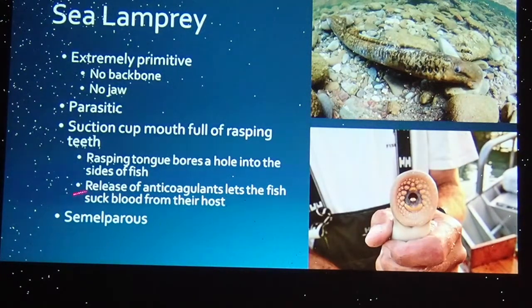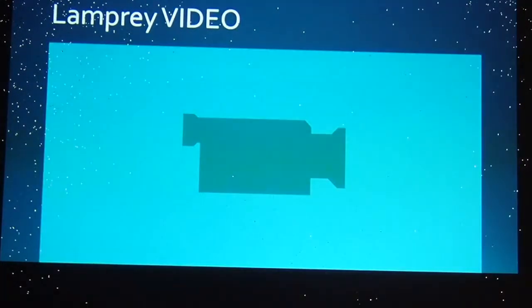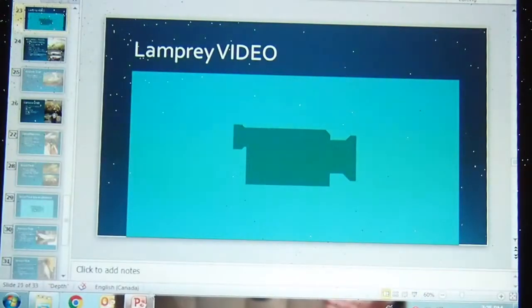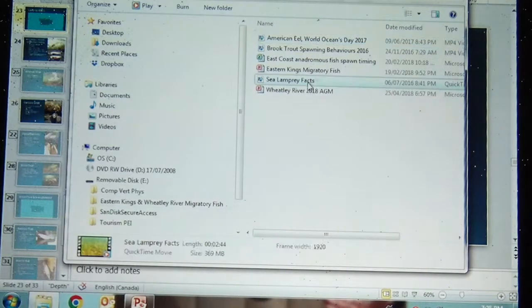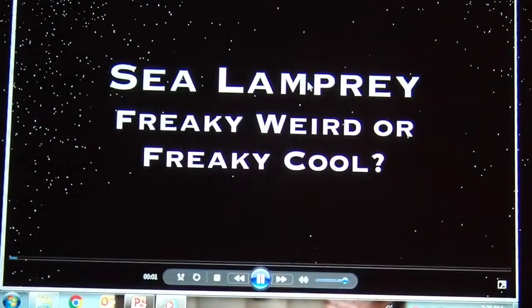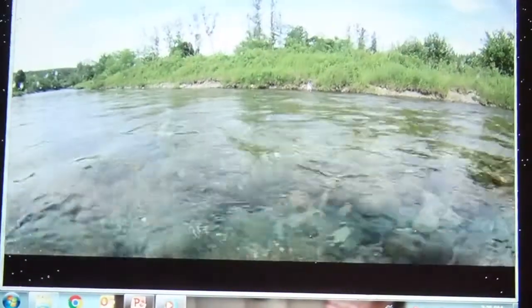And they're, again, one of several semelparous species that we have in this region, meaning when they come back into the rivers like we have here to spawn, they die. Now, I have a very interesting video because in addition to their ability to use their suction cup mouth to feed, you can actually use it for a totally different purpose as well.